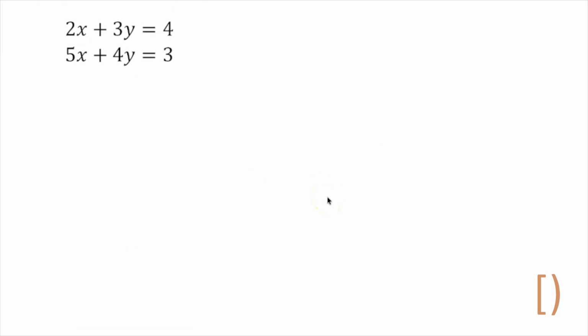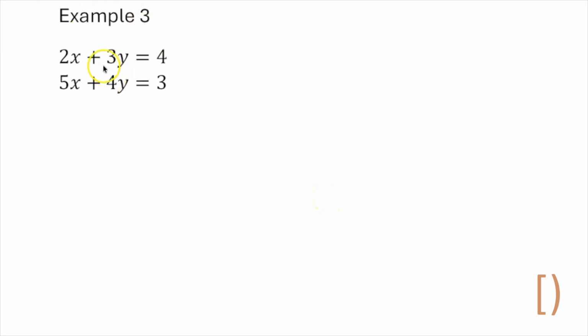Okay, let's do the last example here. In this problem, we're going to multiply both rows because I can't multiply one row to make it work. Like if I multiply the top here, I mean, you could, but it would be a fraction. You don't want to do that. So what we're going to do here is multiply both rows.